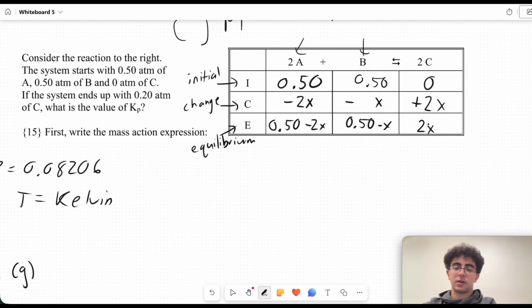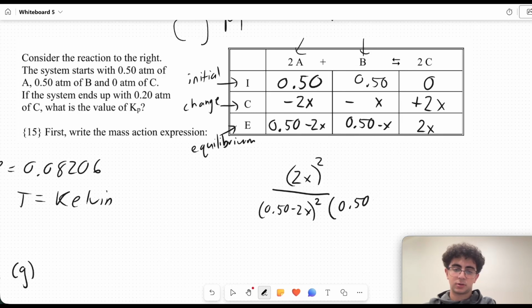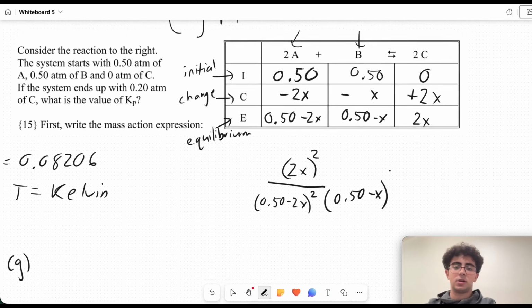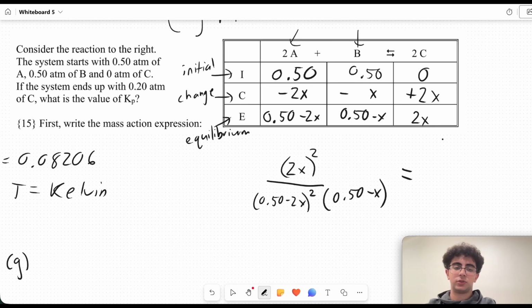So now we can write the mass action expression for this. So again, it's your products multiplied together, so our only product is C, and C is 2X, and then we're going to square it. Note when we square this, it's going to be 4X squared, the 2 gets squared as well. Then we're going to put it over our reactants multiplied together, so we have 0.50 minus 2X, and that thing is squared, because we have a coefficient of 2, and then B is 0.50 minus X. Now all we're going to do is set this equal to your Kp value, because this is in terms of pressure.